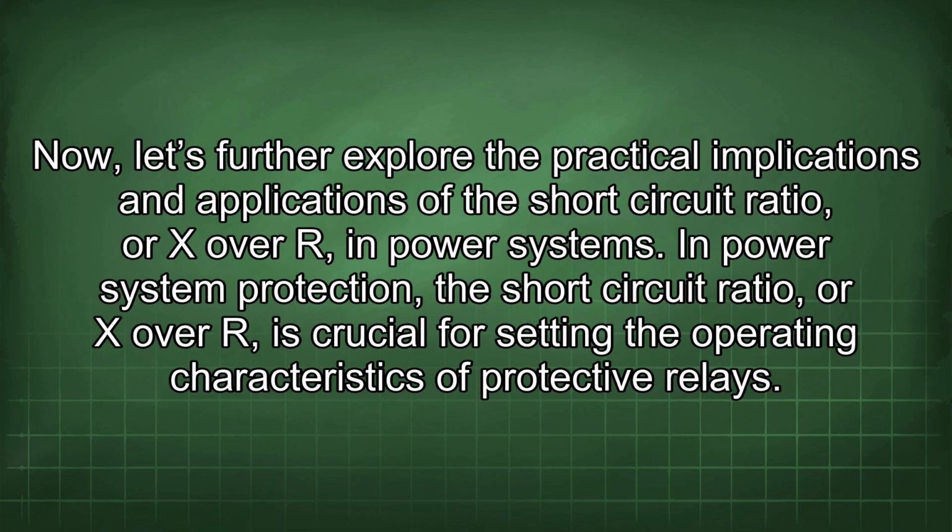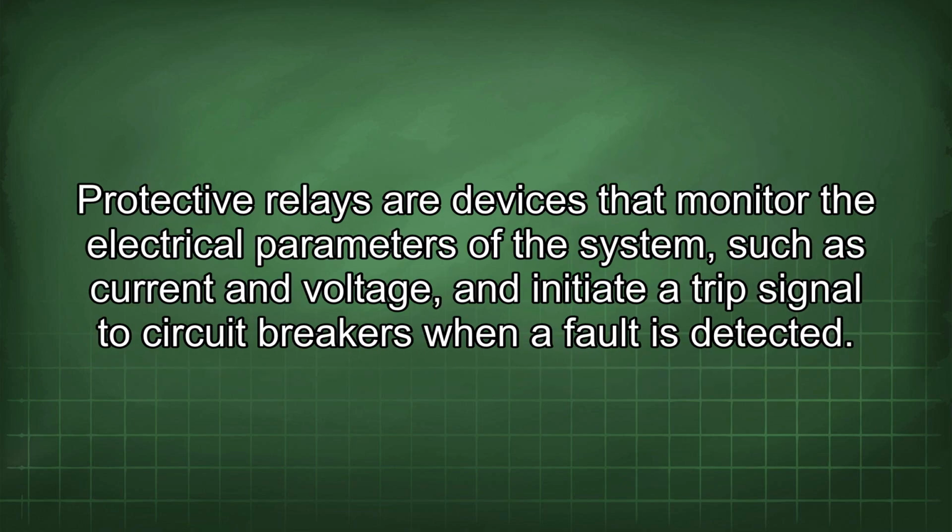Now let's further explore the practical implications and applications of the short circuit ratio, or X over R, in power systems. In power system protection, the short circuit ratio, or X over R, is crucial for setting the operating characteristics of protective relays. Protective relays are devices that monitor the electrical parameters of the system, such as current and voltage, and initiate a trip signal to circuit breakers when a fault is detected.